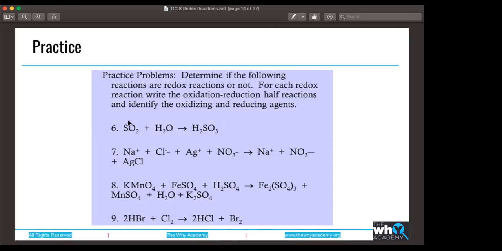Okay, check the oxidation states. So what is the oxidation state of sulfur in SO2? In that case, it's +4. Oxygen will be -2. यहाँ पे +1, +1, -2. Here, what is the oxidation state of hydrogen? +1, oxygen will be -2. तो सल्फर का क्या हो रहा है?